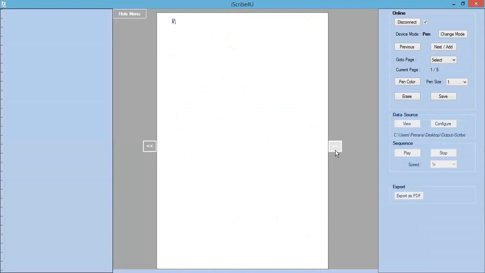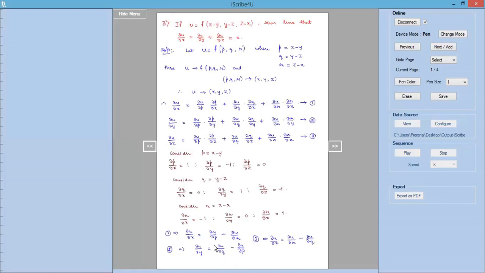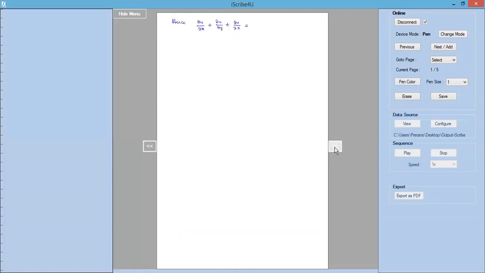Hence, ∂u/∂x + ∂u/∂y + ∂u/∂z is equal to, we can look into the right-hand part and sum it up: ∂u/∂p − ∂u/∂r, plus ∂u/∂q − ∂u/∂p, and the last one ∂u/∂r − ∂u/∂q. So the sum will be equal to 0, which is the required answer for us.